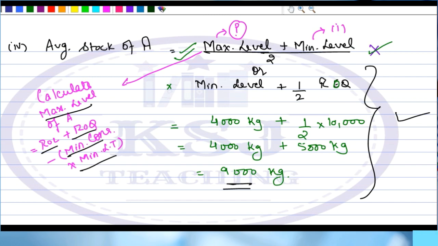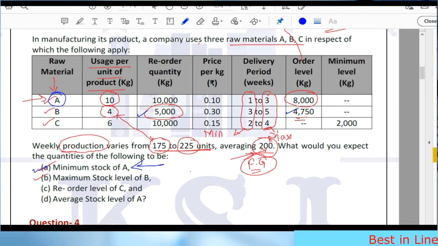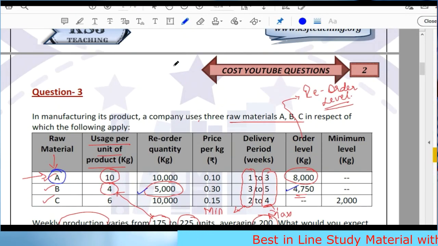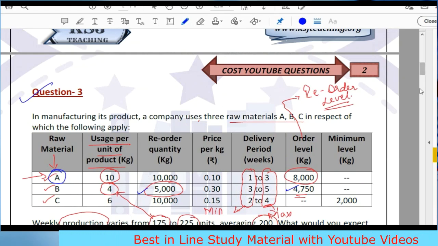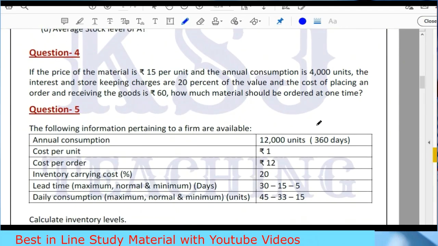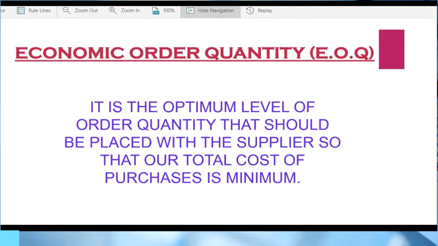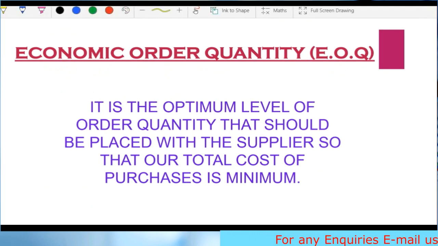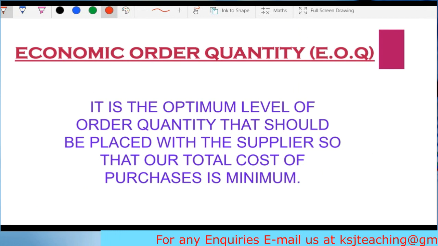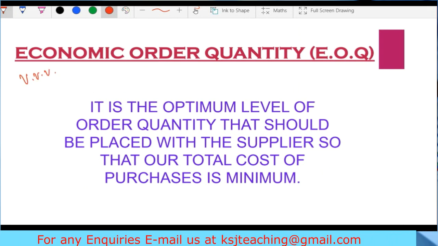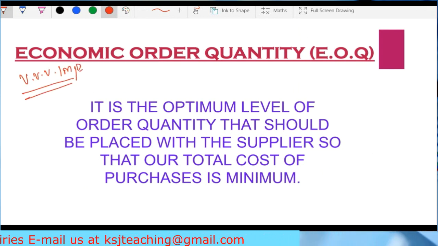So with this, question number 3 is done. Right? We are done with question number 3, sir. Right, sir. Question number 4 and 5 we'll see later on. Clear? So now we'll start with a new topic, that is economic order quantity. Again, a very, very important topic, sir. Very important topic, right?